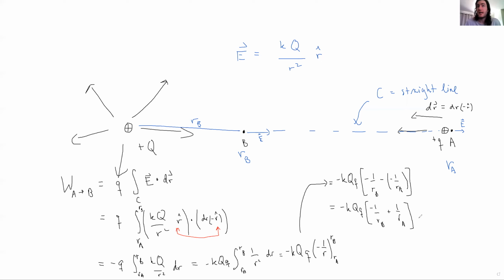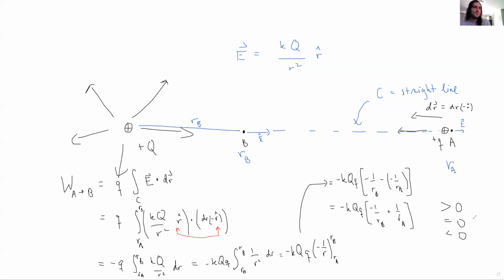So question for you guys at this stage here: is our answer for this final expression greater than 0? Is it going to be equal to 0? Is it going to be less than 0? Something to think about.